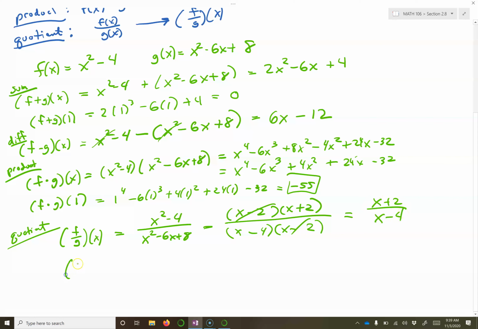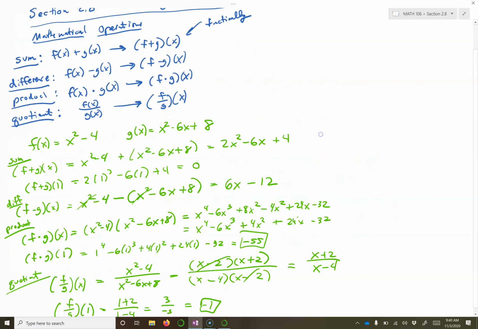And again, if we wanted to find f over g of 1, we just plug in 1 for those x values. So 1 plus 2 over 1 minus 4. We get 3 over negative 3, or negative 1. So we literally are just using a little different notation, but doing the same things we've been doing all semester: multiplying polynomials, looking at rational expressions, subtracting and adding polynomials together. Hopefully that's not too bad, just a little bit of notation.